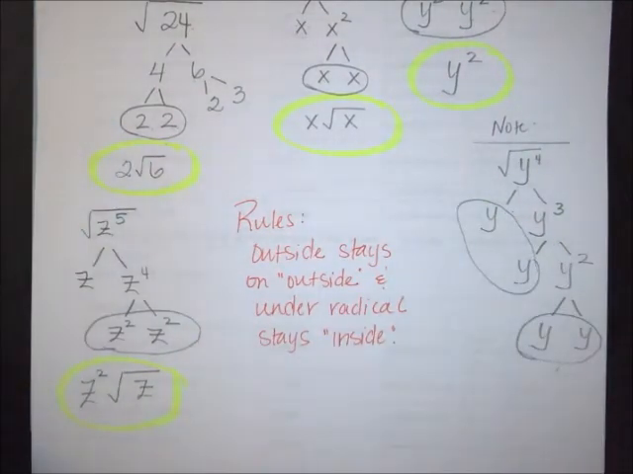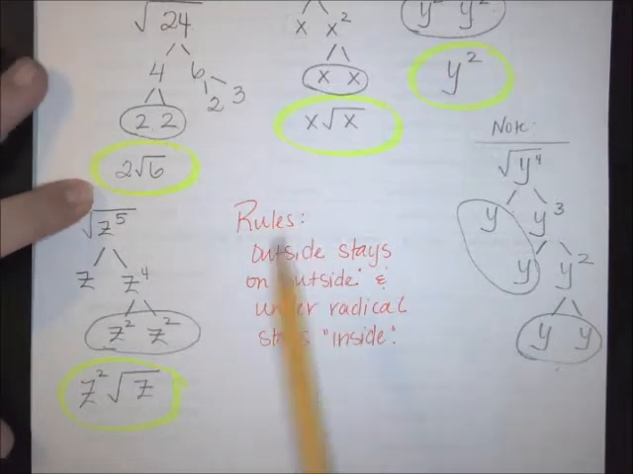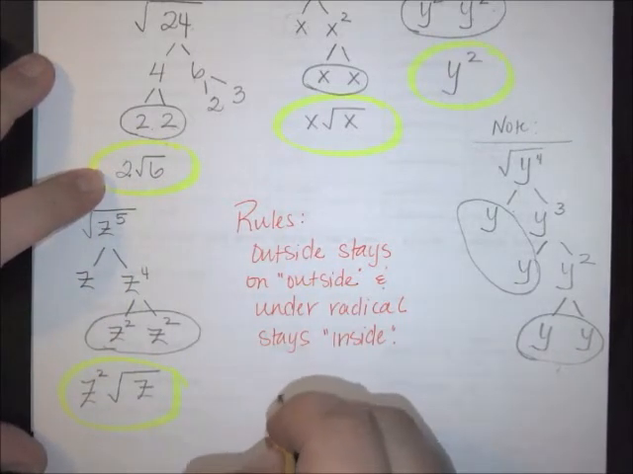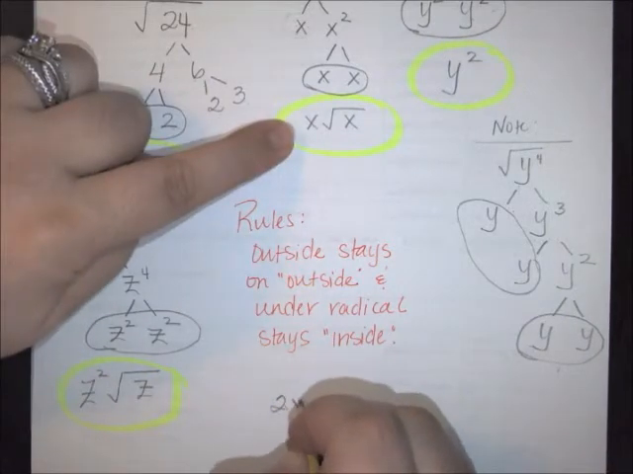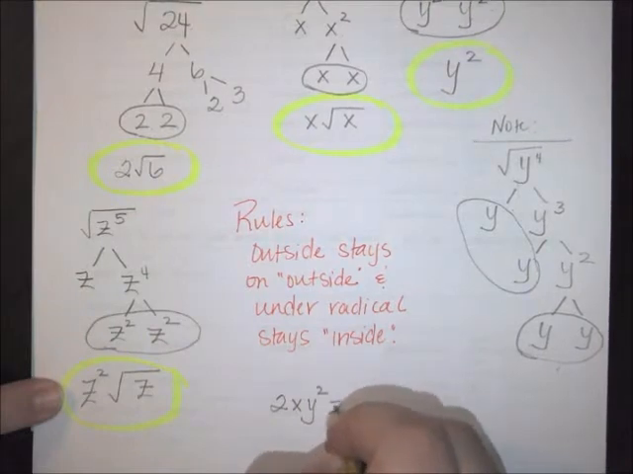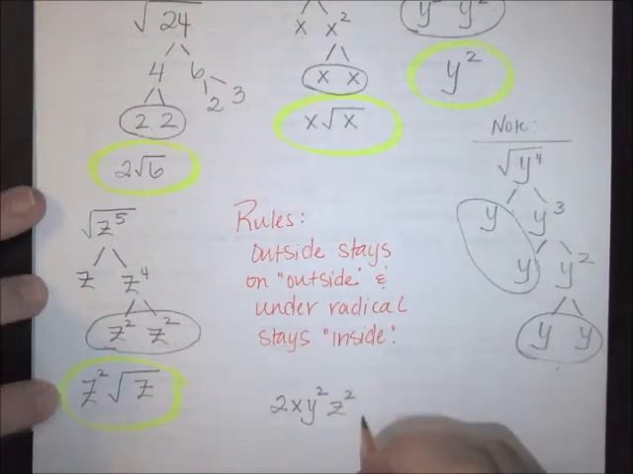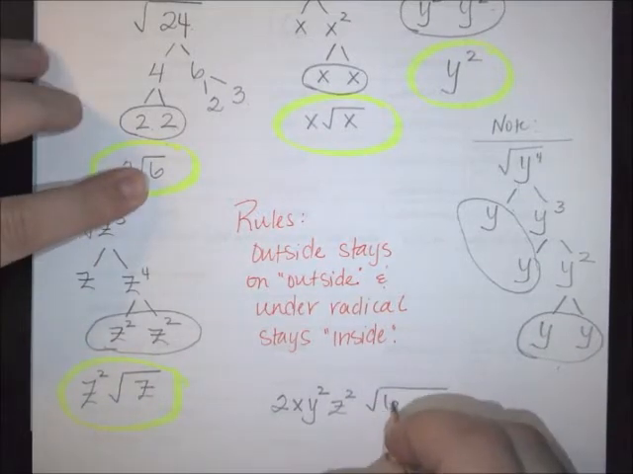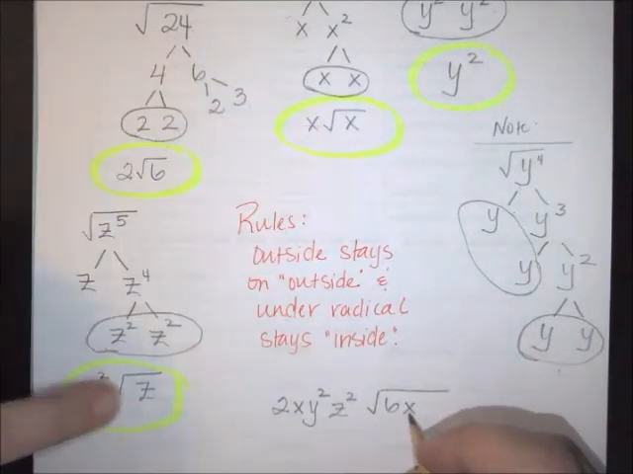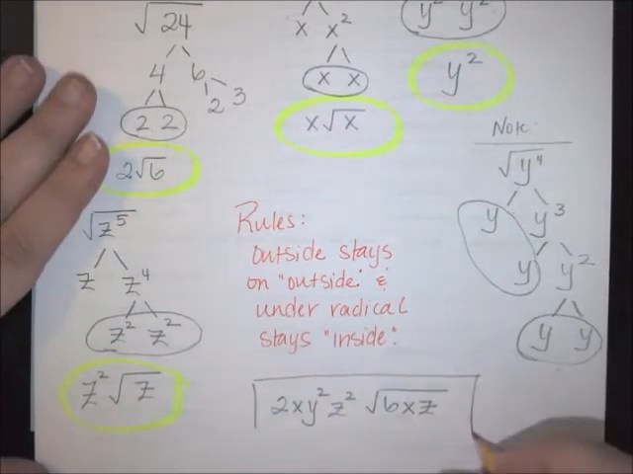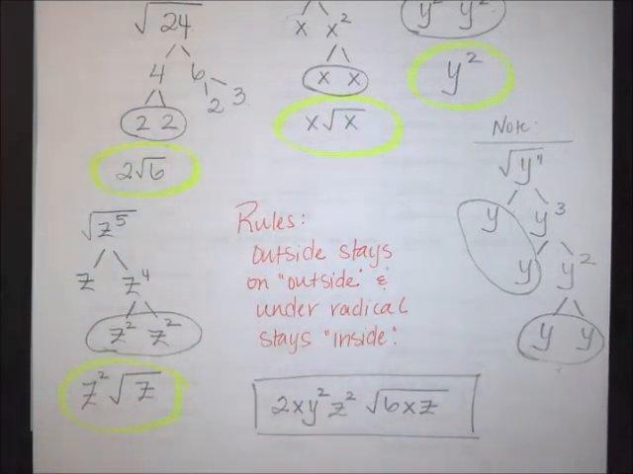So what exactly does that mean? Well, it means everything that is outside the radical gets combined first. So I have a 2, I have x, I have y squared, I have z squared. Now I have my radical. I've got a 6, I have an x, I have a z. And this is your most simplified radical.